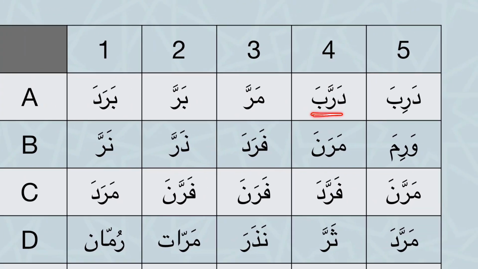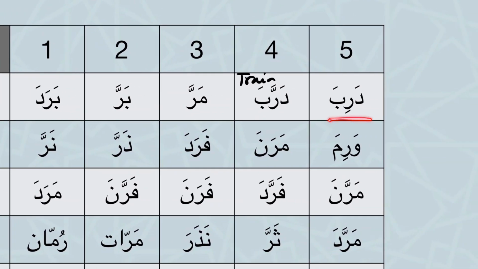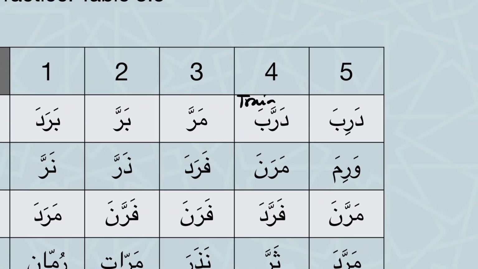The dal has a fatha, the re has a shadda fatha, and the ba has a fatha. So it's darraba, darraba, darraba, and it means to train someone. Or this one: the dal has a fatha, the re has a kasra. We didn't get into the kasra in detail, but basically it's the e sound, as we mentioned in the intro. So it's dariba, dariba, dariba.